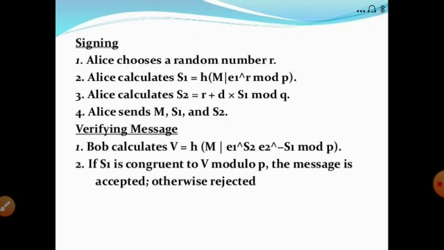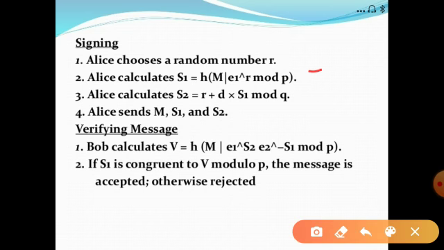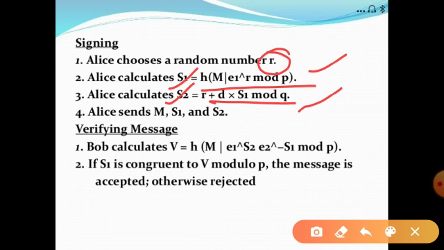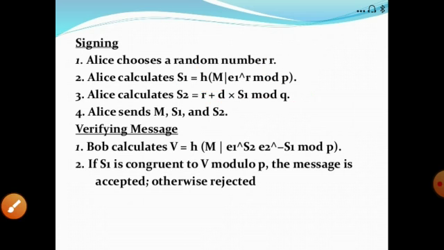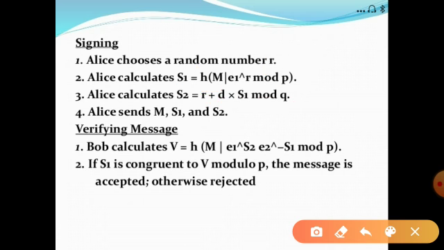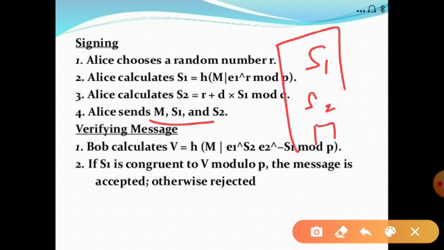Whatever the thing is, that's the same. At the signing side, we calculate the s1 and s2 values by using these formulas. Here r is a random secret, and by applying this formula we calculate s1, and by applying the other formula we calculate the s2 value. Then Alice sends this combination s1, s2 and m, these three things, to the receiver.